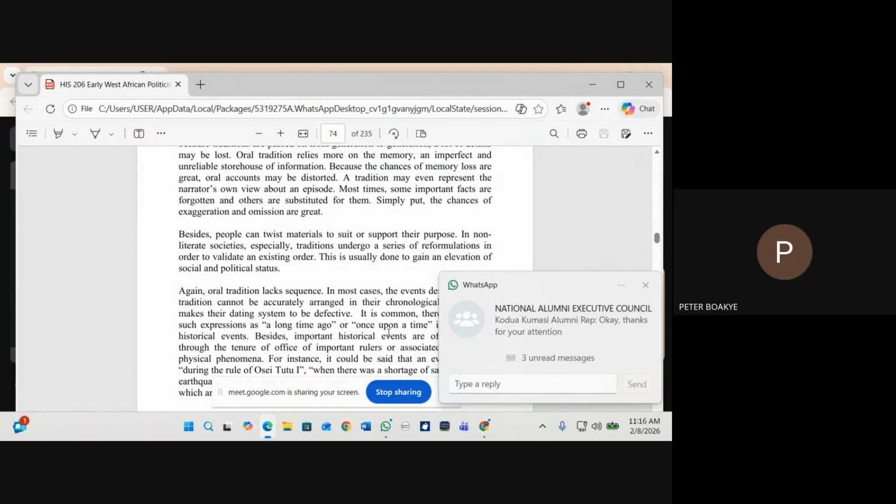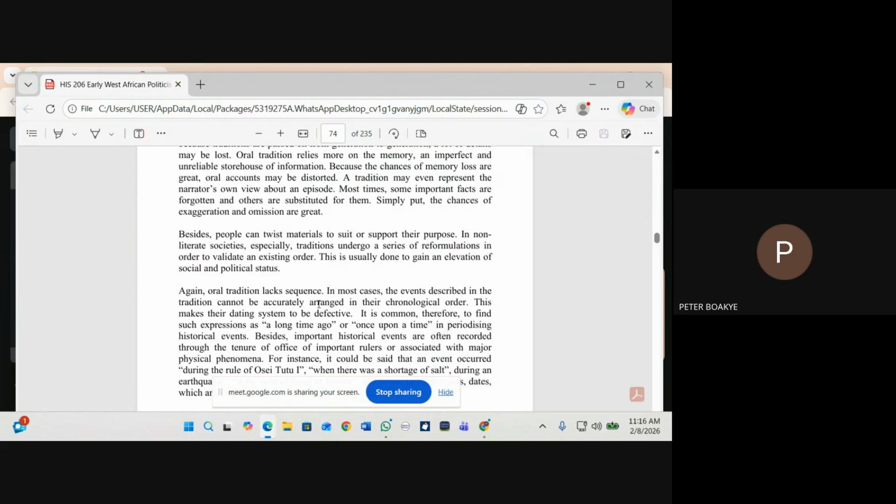Yeah, so again, oral tradition lacks sequence. In most cases, the events described in the tradition cannot be accurately arranged in their chronological order. So there's a problem with sequence. It doesn't follow chronological order. This makes their dating system defective. So it's especially deficient when it comes to dating.